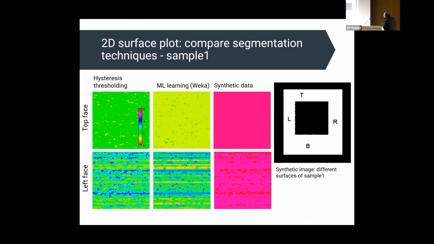we can see similarity between machine learning and hysteresis thresholding for the left face, but obviously there's quite a big difference compared to the ground truth here.